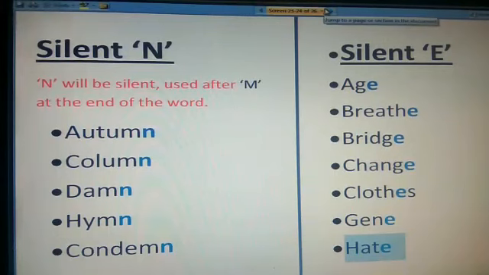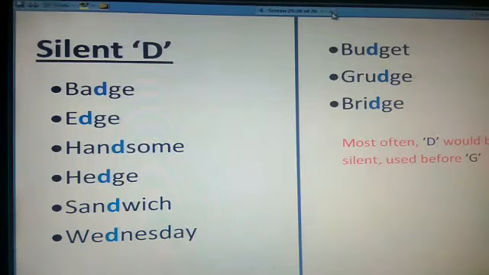Now move on to the next silent letter, that is D. Badge, edge, handsome. Some people pronounce the D, but D is silent here. So handsome. Hedge, sandwich, and also we sometimes pronounce the D wrongly. D is silent here. We read it sandwich.